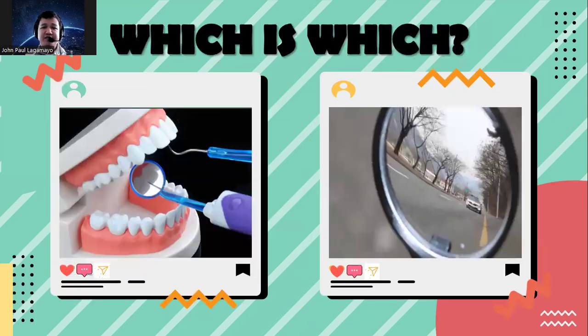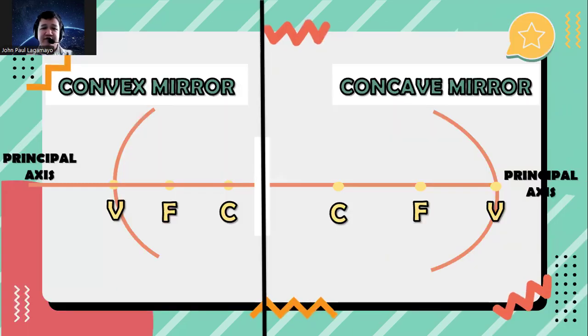All right. So this is the common illustration of the difference between the convex and the concave mirror. We talked about last meeting that the concave mirror is your palm facing you, and the convex mirror is your palm facing away from your face. And commonly, the vertex, the focal point, and the center of curvature, when we talk about the convex, are represented by V, F, C.